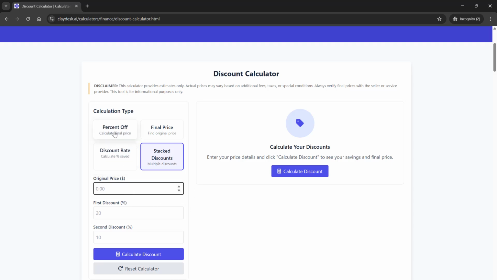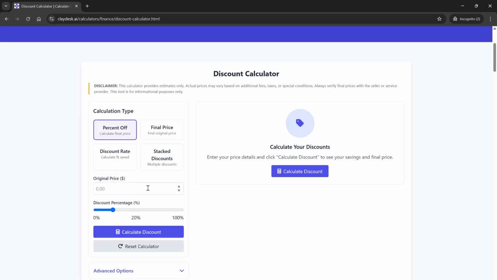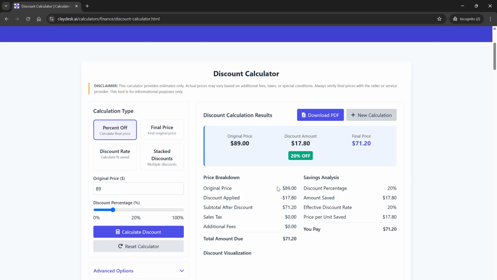So for example, if I need to calculate the percent off to start with, I'm going to enter the original price. Say I'm buying something, and the original price is $89. Then I'm going to set the discount percentage. I can simply drag this bar left and right. Let's say the discount is 20% off my original price, and I just calculate the discount, and I get the original price, the discount amount, and of course the final price, which is not bad, and that's 20% off.